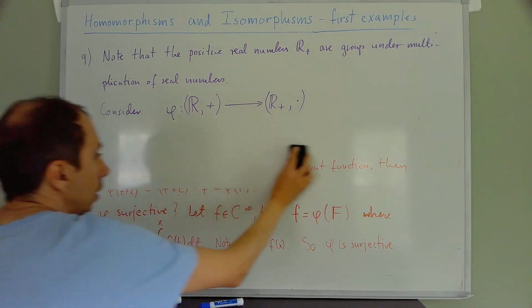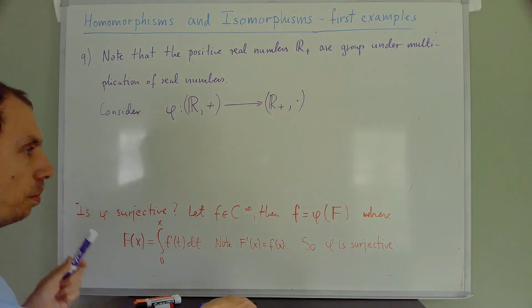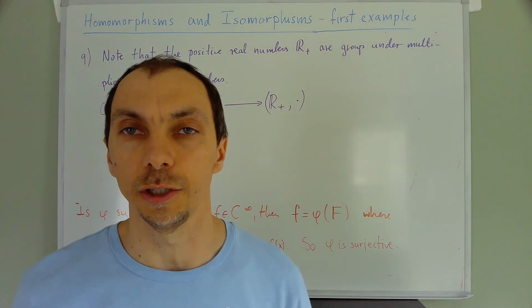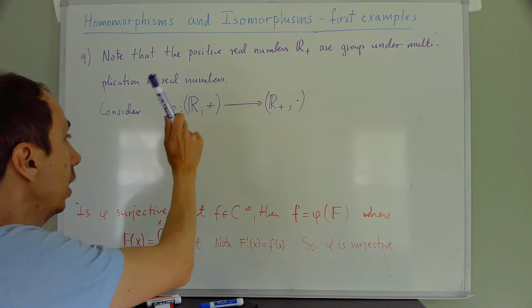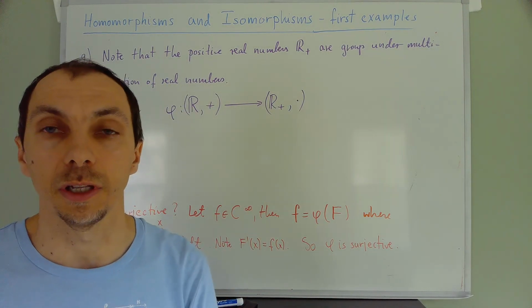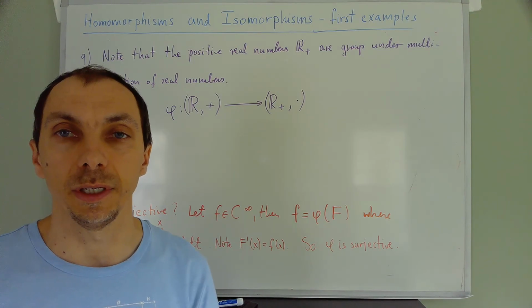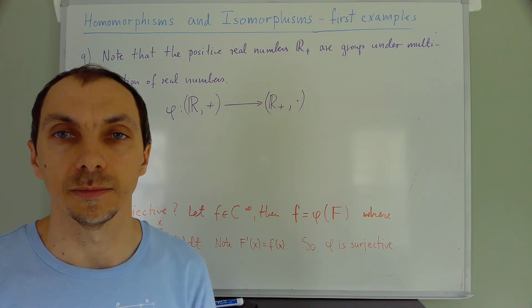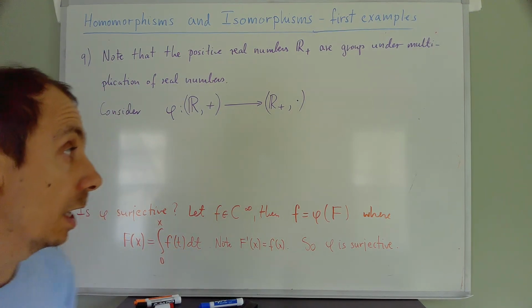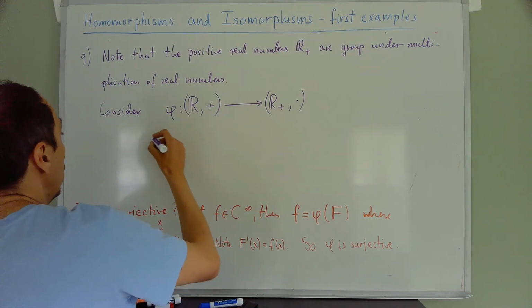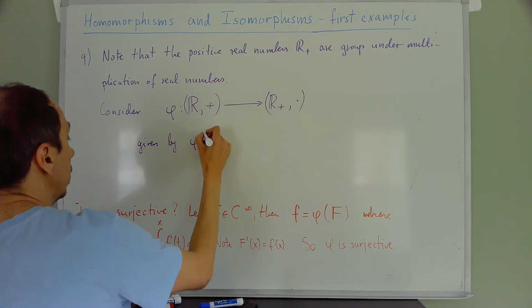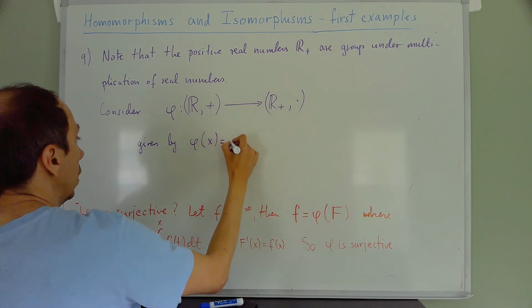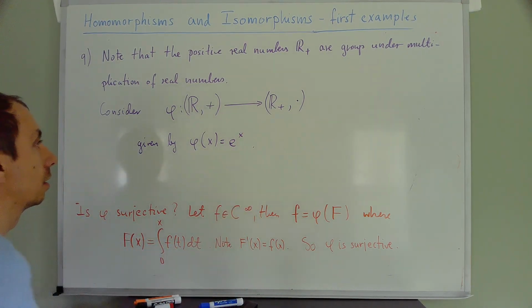So I'd like to pause here for a second. You should pause the video here for a second and think if you know of a map that takes real numbers to positive real numbers, and maybe that map will be a group homomorphism. Okay, so let's solve this mystery now, given by phi of x equal to e to the x.